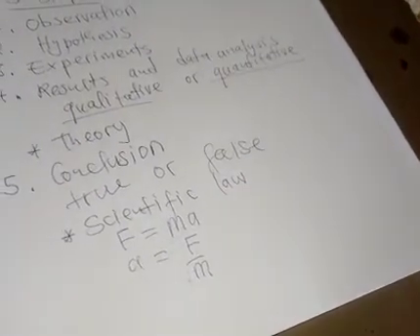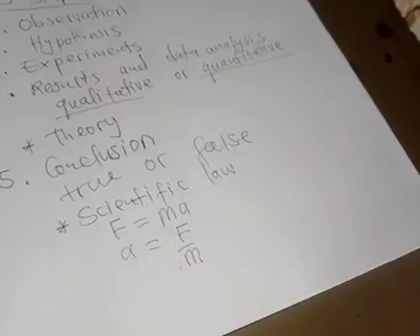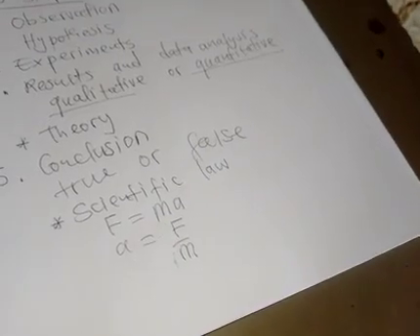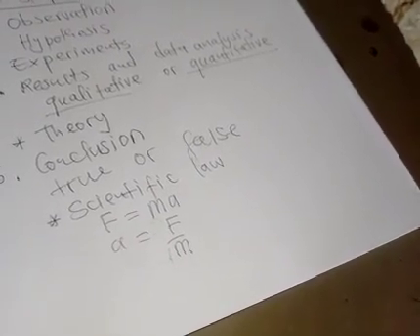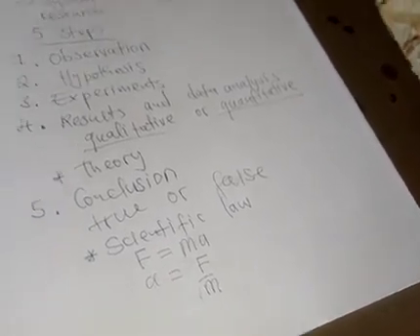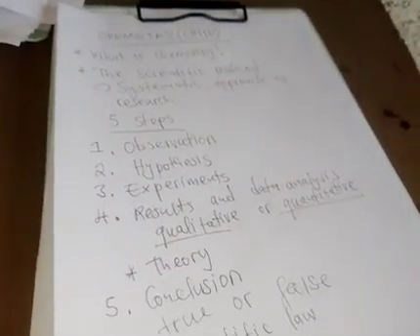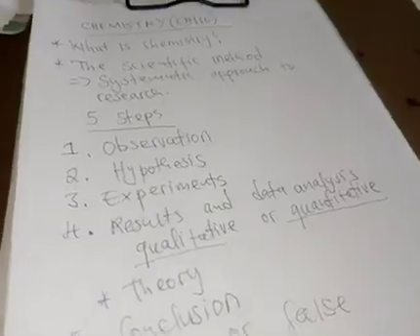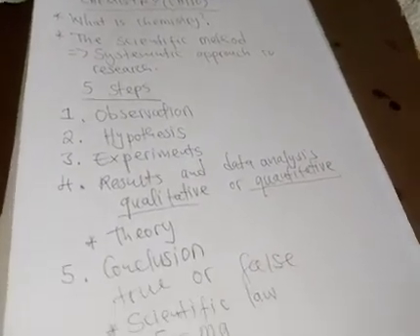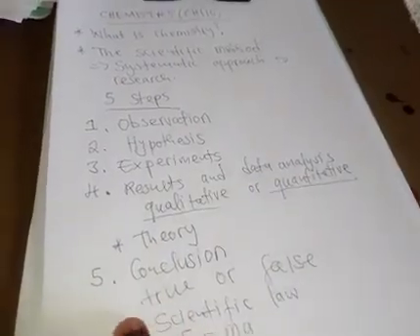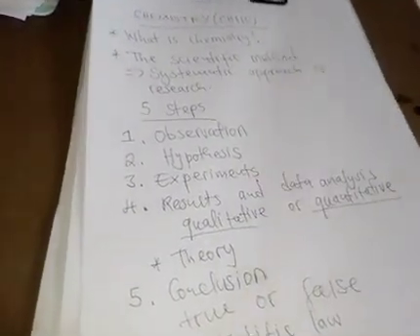So the definition of a scientific law: it's a concise verbal or mathematical statement of a relationship between phenomena that is always the same under the same conditions. Okay, so these are the 5 steps of the scientific method. Then let me give you just a short practical example of this scientific method.